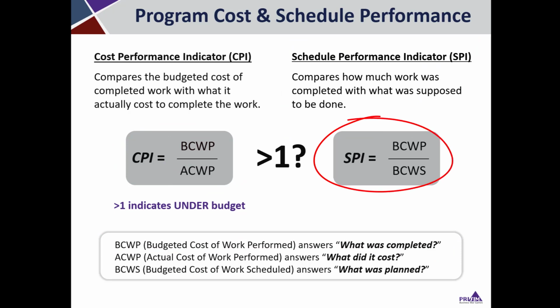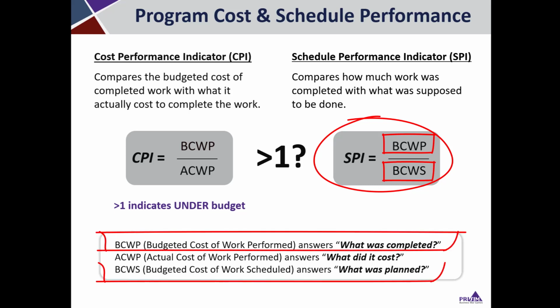And the same logic applies for the SPI metric, Schedule Performance Indicator. The metric holds the cost element fixed, and it compares work performed again, BCWP, to work that was scheduled, BCWS. And this time the question is, how long did the work really take? What was the time that it took to perform the work compared to how long you thought it would take, the scheduled time?